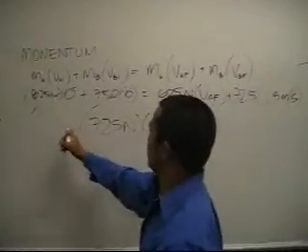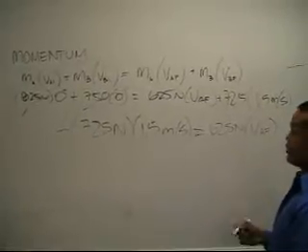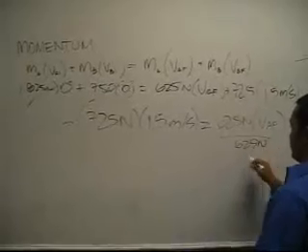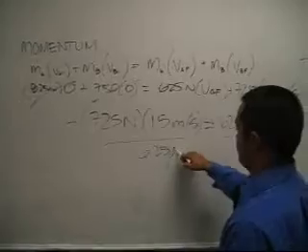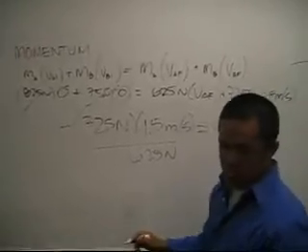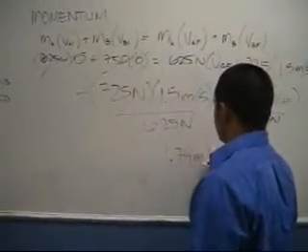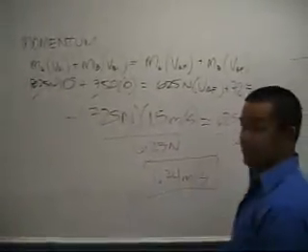That should be a negative. Equals 625 newtons times V final of the girl. Divide that over. And that should equal 1.74 meters per second. Ta-da.